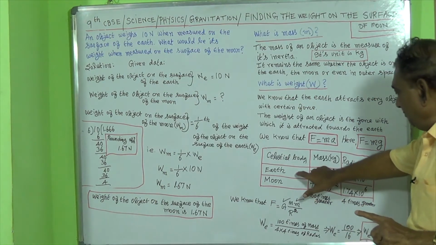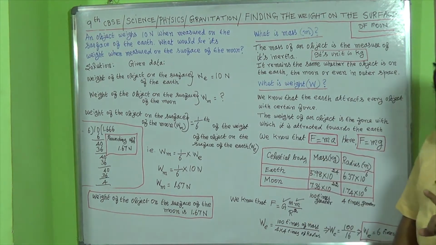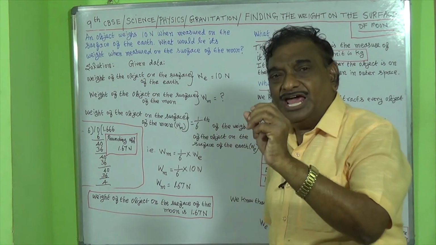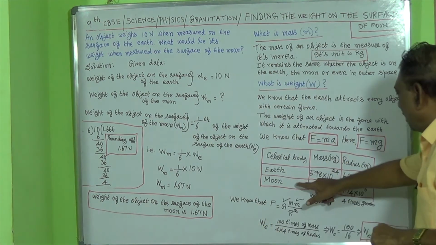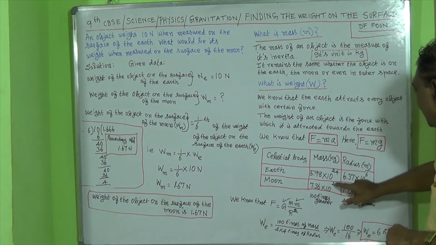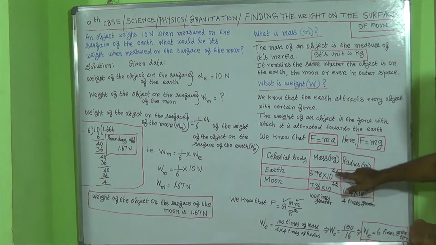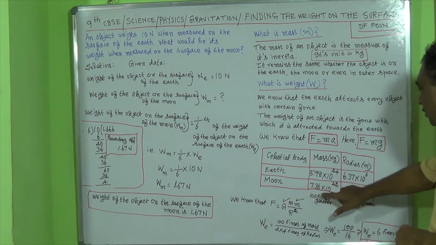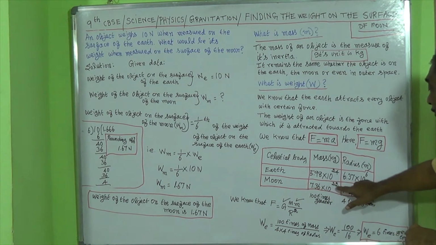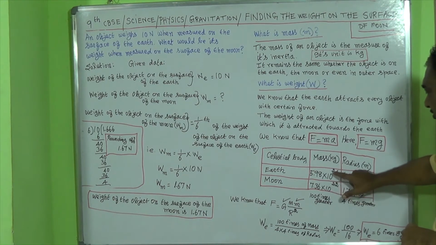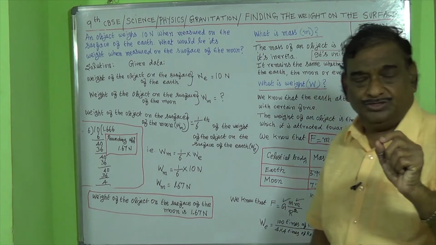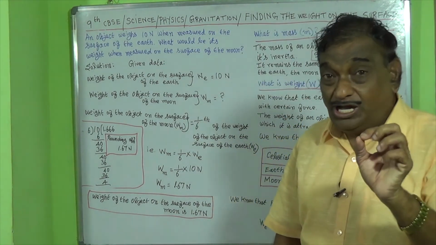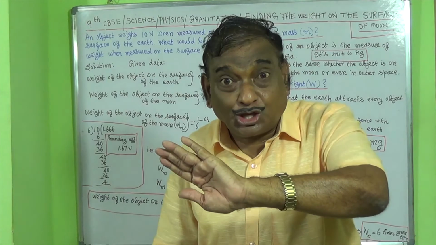On seeing this table, we can understand that the mass of the earth is nearly 100 times the mass of the moon. Here there is 10 to the power of 24. In the case of the mass of the moon, it is 10 to the power of 22. What is the difference between these two? The difference is 10 to the power of 2. I am explaining only approximately, not accurately.